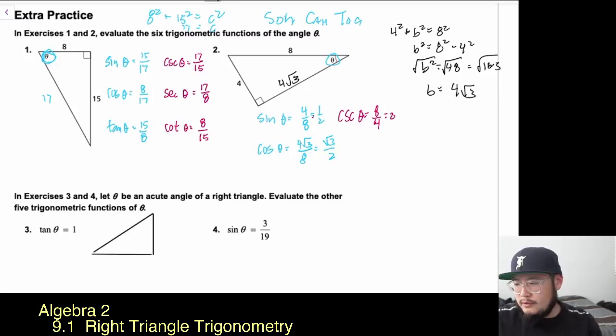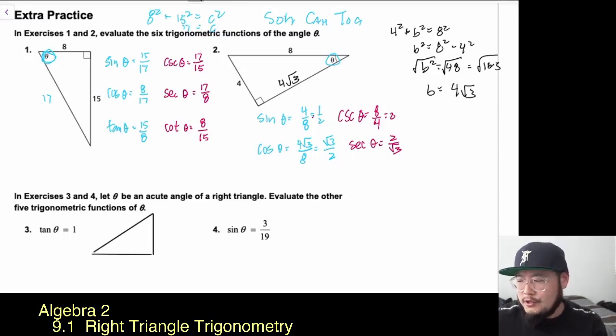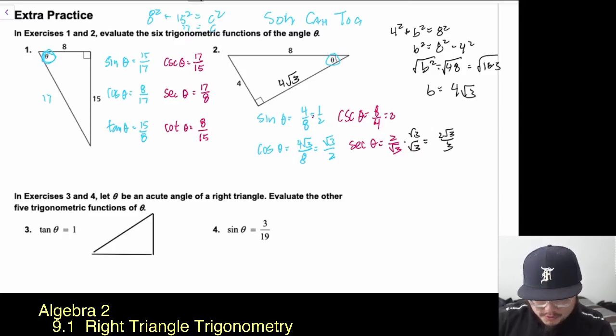We find the inverse, that's secant theta, and that's going to be 2 over rad 3. We're in trouble because we do not want our answer to look like that. Remember, no radicals in the denominator. So we're going to rationalize. I'm going to multiply top and bottom by rad 3, and this now becomes 2 rad 3 over 3. All right, so now we are more than halfway done.